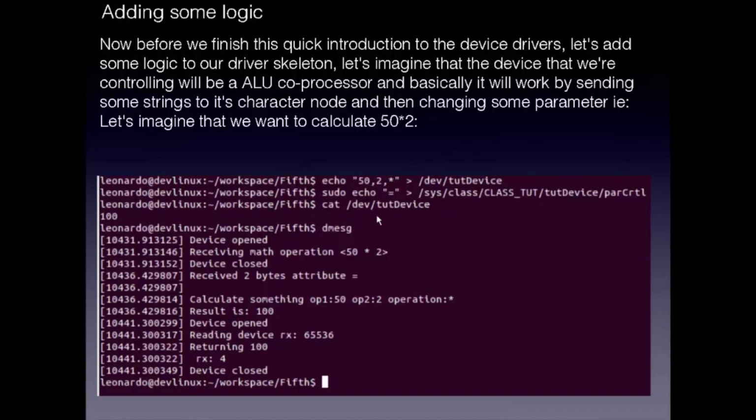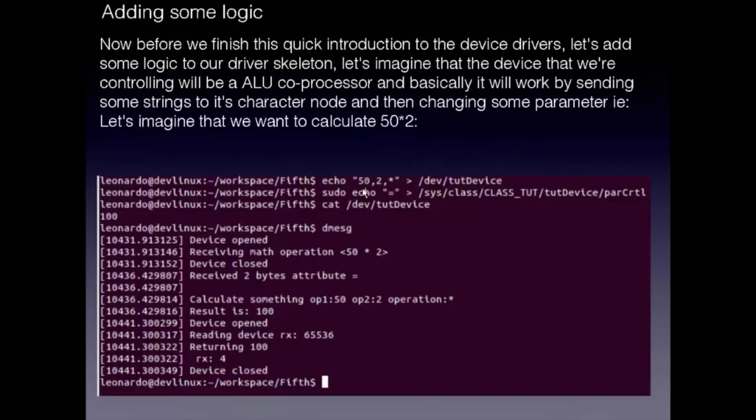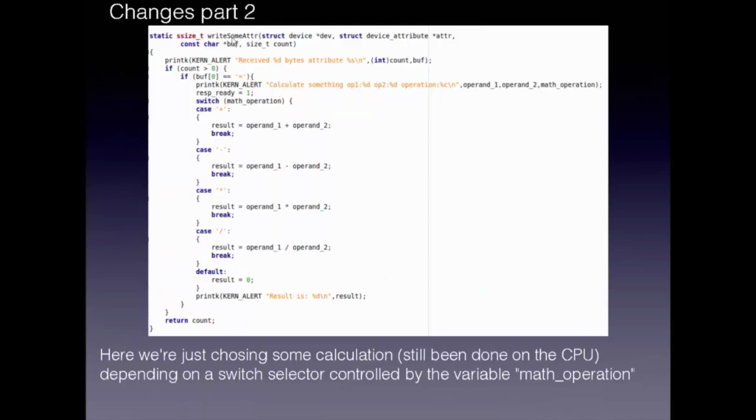So now we're going to change the device driver to emulate this in software. But then in the next video we're going to learn how to connect this to our IP core. So first change, we just add the variables that are going to hold these operands. Then we change the callback that is called when the attribute is written.